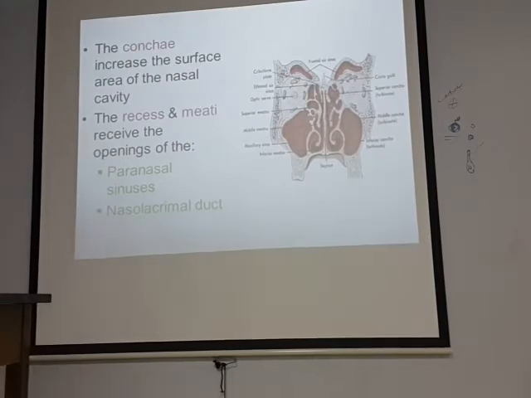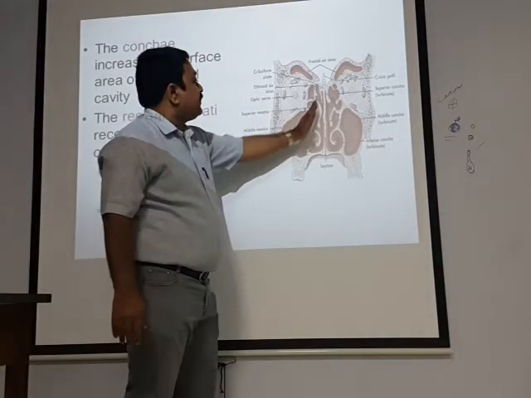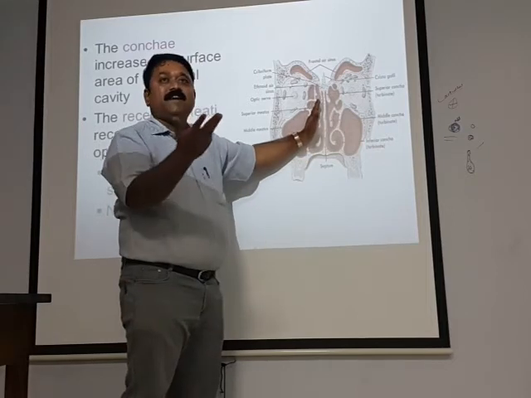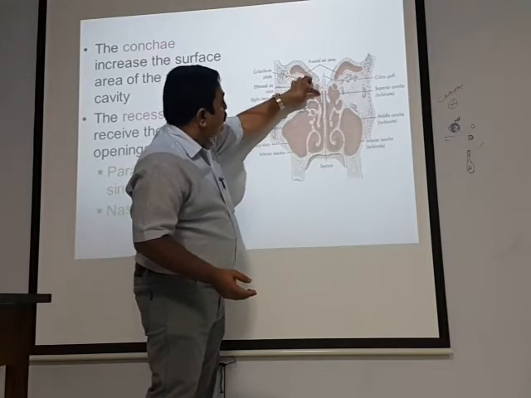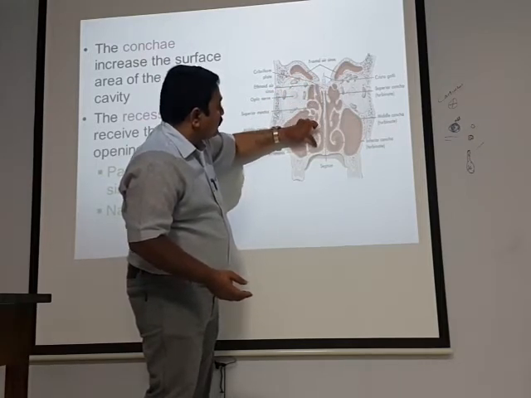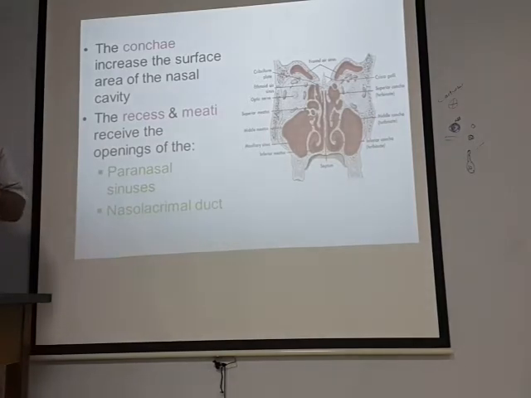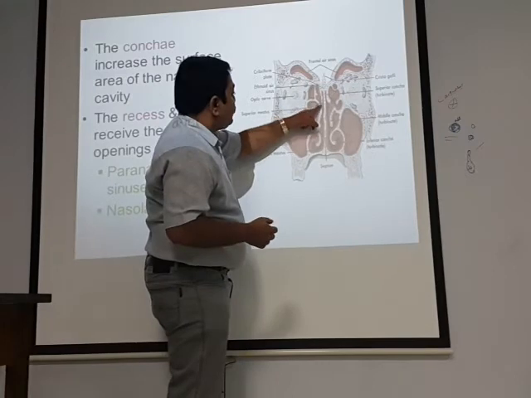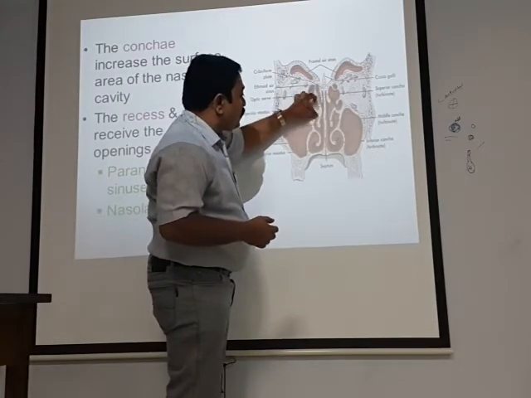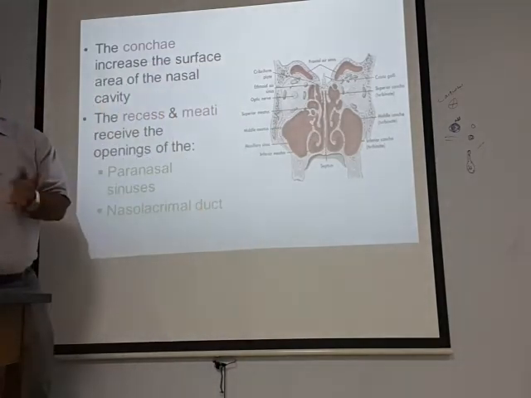The conchae increase the surface area of the nasal cavity. And the recess and the meatus receive the openings of the paranasal sinuses and the nasolacrimal duct. So due to the conchae, if it were straight, what happens? The lining epithelium surface area would be less. So due to the presence of the conchae, it increases the surface area of the respiratory mucosa. Why is it important? To humidify and provide air conditioning. The whole of this is lined by respiratory mucosa, so the conchae increase the surface area.